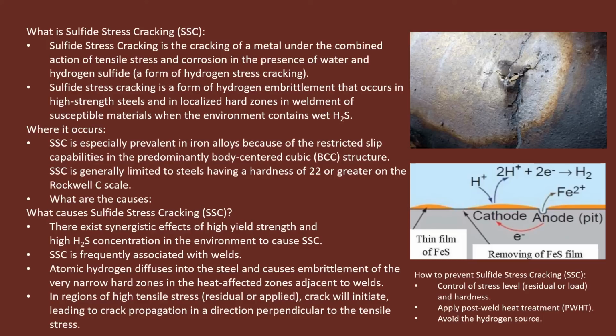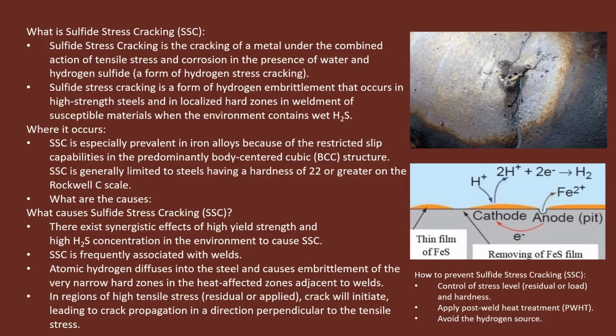Now as we discussed, atomic hydrogen diffuses into the steel and causes embrittlement, especially in the hard zones, in the heat affected zones adjacent to the welds. So whenever there is welding, there will be a heat affected zone, and adjacent to those, if there are hard zones, then this kind of hydrogen embrittlement may occur in a wet hydrogen sulfide environment.